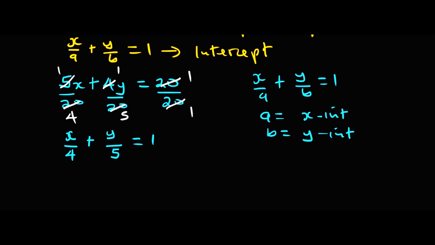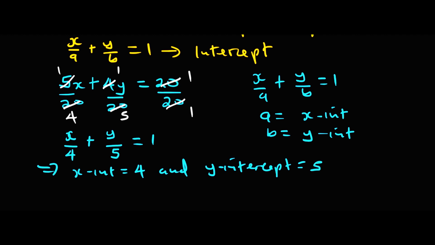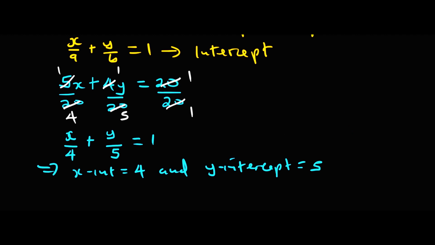According to this, our x intercept is equal to 4, which is a in this case, and our y intercept is equal to 5. So that is how you can use the intercept form of an equation to find the x and the y intercept. You can always check if this is true by solving this manually.